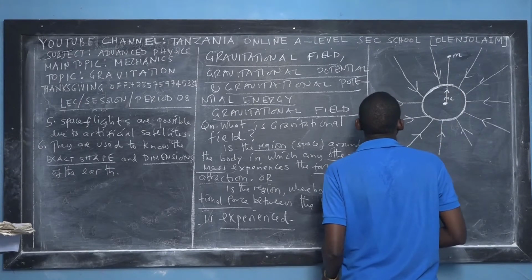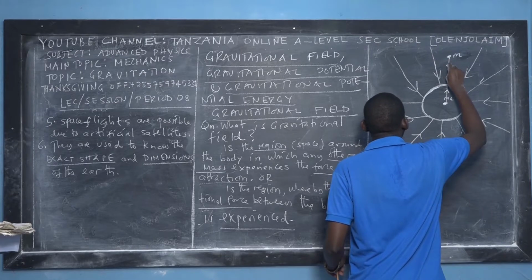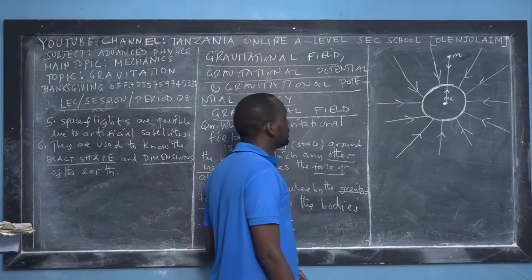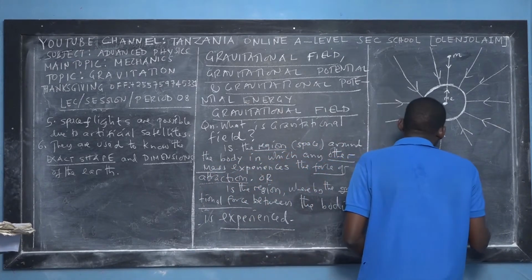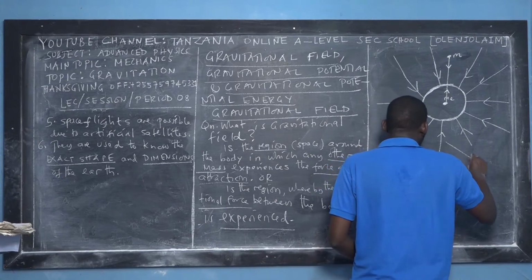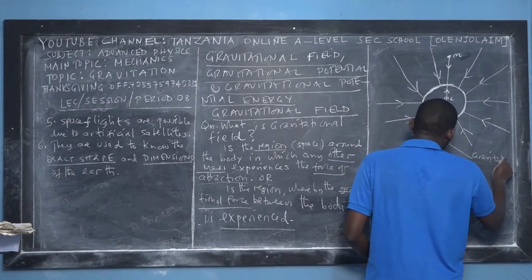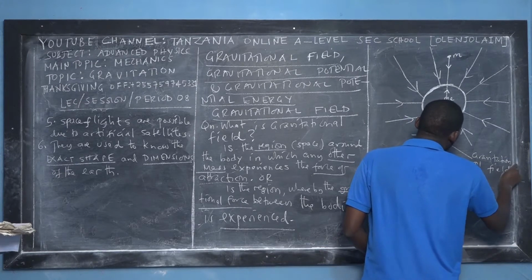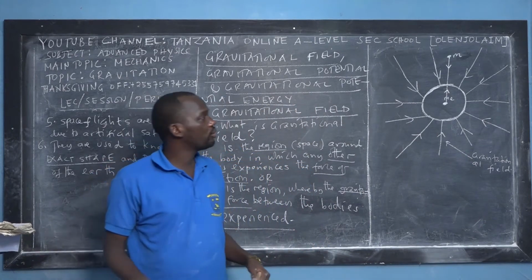A body of mass M is being attracted, and then also the body of mass m is being attracted. So these regions we call the gravitational field. The regions where there are attractions we call the gravitational field. So simply, the gravitational field means the regions where there is a force of attraction.